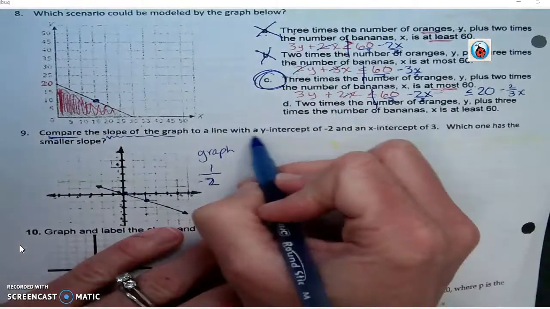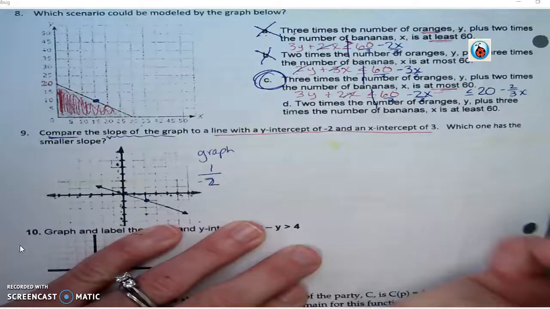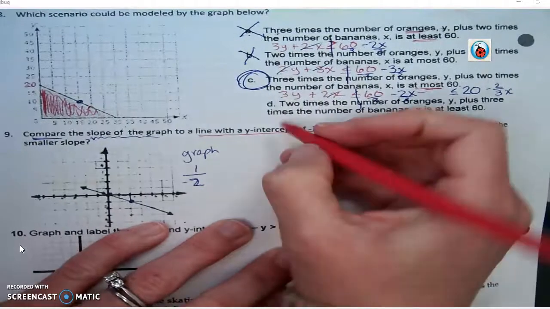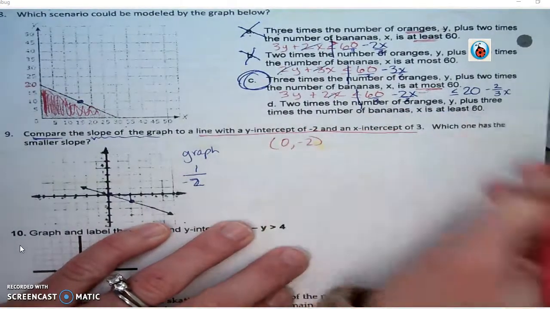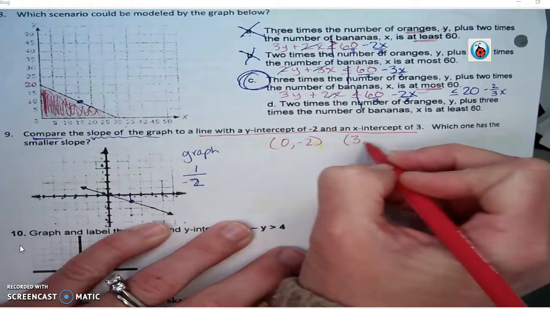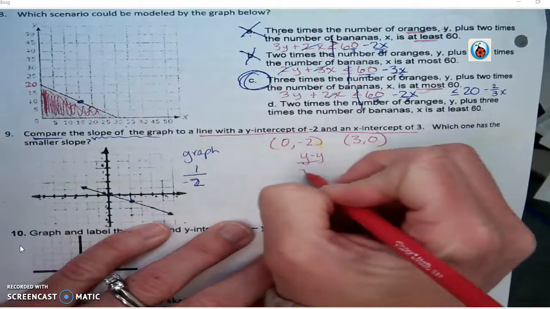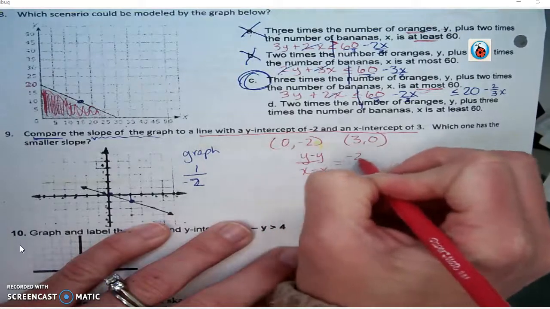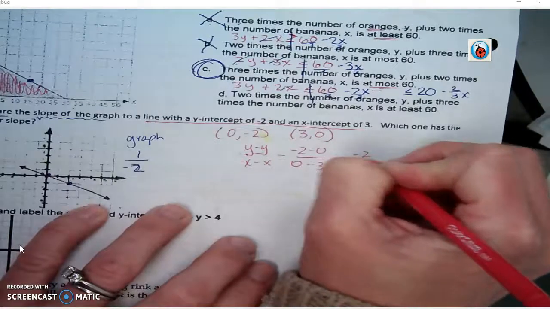Now we're going to find the slope of a line with a y-intercept of -2 and an x-intercept of 3. Well, let's make 2 points. Y-intercept, that would be (0, -2). X-intercept would be (3, 0). And the slope formula is y minus y over x minus x. So -2 minus 0 over 0 minus 3 gives you negative 2 over negative 3.